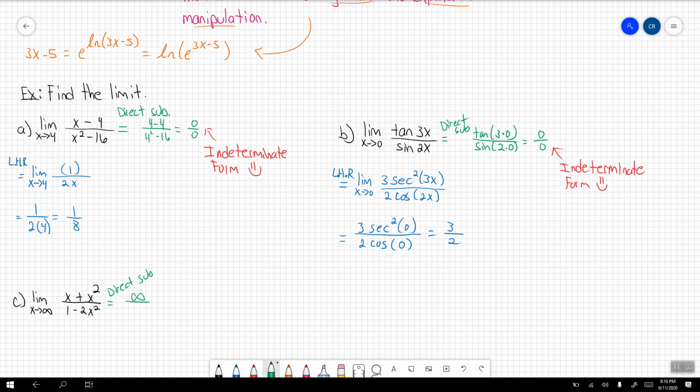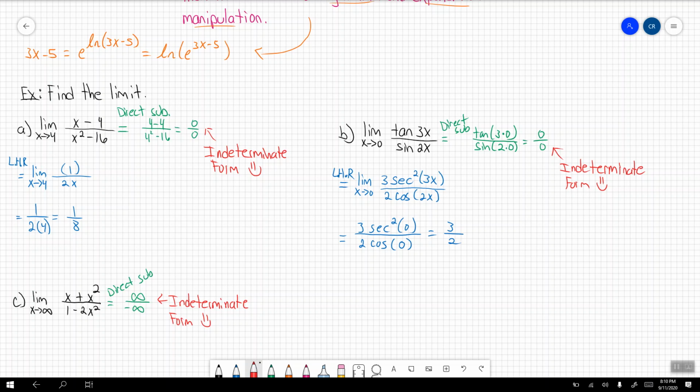Denominator is going to be very similar. 1 minus 2 times that really large number squared. Well, in this particular case, since we're subtracting that initial term, then that's going to be negative infinity. However, this is still an indeterminate form. And it's still the type of indeterminate form that we want to see.